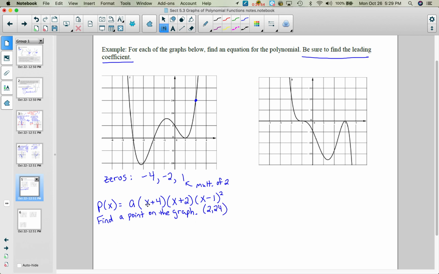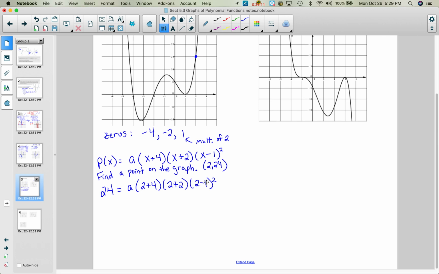So if I plug a 2 in for x, then p of x is 24. So I'm going to have 24, that's like my y value, equals a times (2 plus 4), (2 plus 2), (2 minus 1) quantity squared. Okay, so I am just going to solve this. I get 6 times 4 times 1 squared is 1. So 24 equals 24 times a. Dividing by 24 gives me a equals 1. So then I don't need it. So there is no stretch. So I can just say my answer is this.